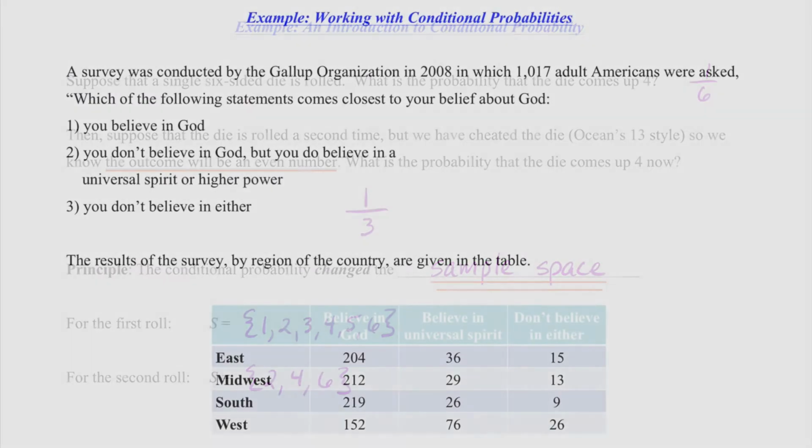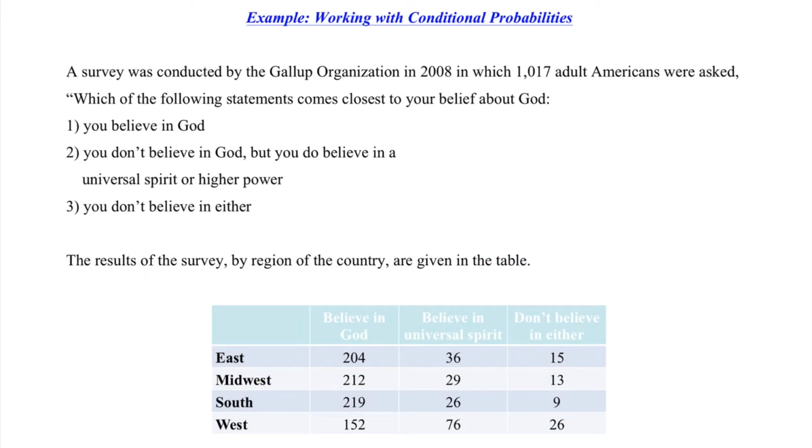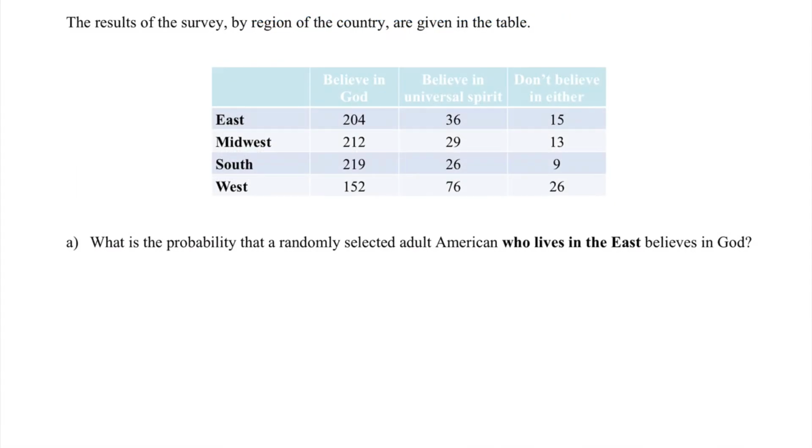That takes us to our next example, where we're going to use these conditional probabilities, but we're going to be given a table to compare, with the emphasis that we're looking to see how the sample space changes based on the question. First, we're told a survey was conducted in which about 1,000 adult Americans were asked, which of the following statements comes closest to your beliefs about God? 1, you believe in God. 2, you don't believe in a God, but you do believe in a universal spirit or higher power. Or 3, you don't believe in either. We have the results of the survey split by the region of the country, given to us by the table.